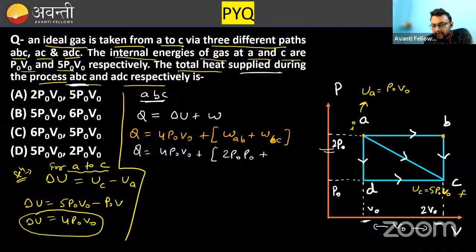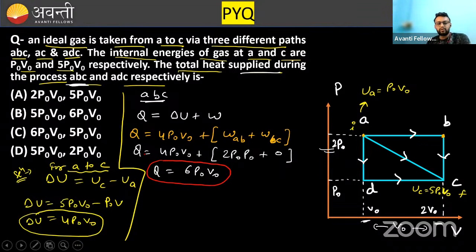Plus the work done in process BC. BC is isochoric, so work done is 0. If you solve that, Q will be 4 plus 2, which is 6 P naught V naught. That means for process ABC, Q is 6 P naught V naught. So after solving only one part, we can say the answer is going to be C, because only 6 P naught V naught is mentioned here, and all the other options do not have it.